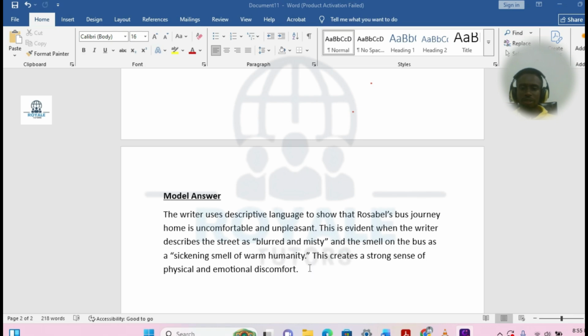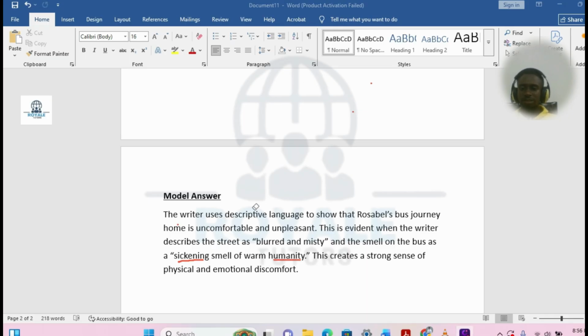So let us try to zoom in on some words. We're going to be zooming in on the words sickening and humanity. Personally, I feel the word sickening has negative connotations. And then humanity, in the sickening smell of warm humanity, is trying to talk about the fact that the closeness in the bus is just too much. It's to the extreme. We're very, very close. That's why it looks like she could literally smell the people's body odor. Yeah, that is exactly what it is.